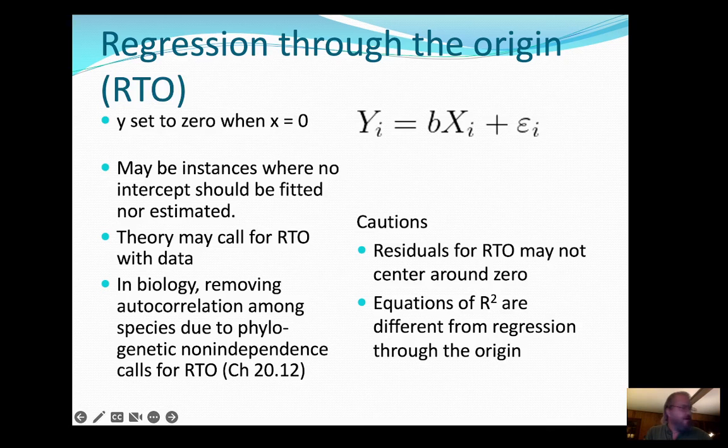All right. Parenthetically, we'll talk about there are certainly cases where it makes sense to not estimate the y-intercept. So theory may call for it, so a regression through the origin, or RTO we'll call it. Here's our model equation, no intercept to be estimated. So you fit the data through 0. And so the point being is that there are cases in which that would make sense to do.